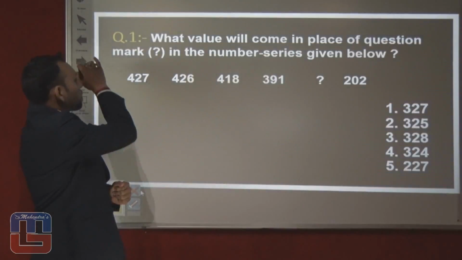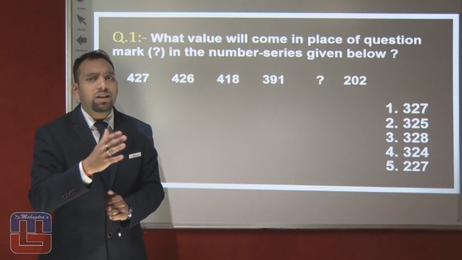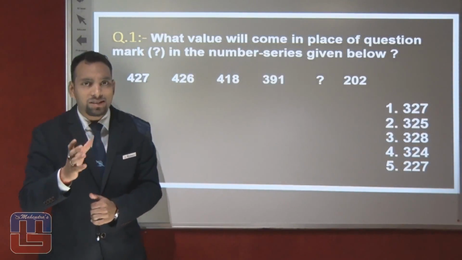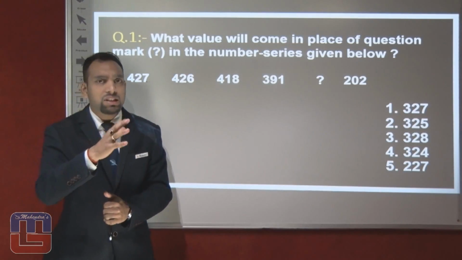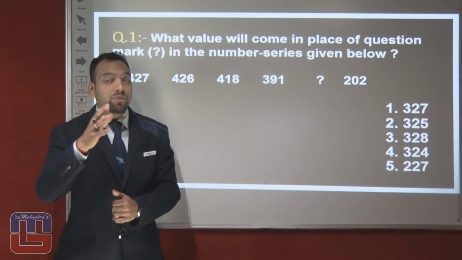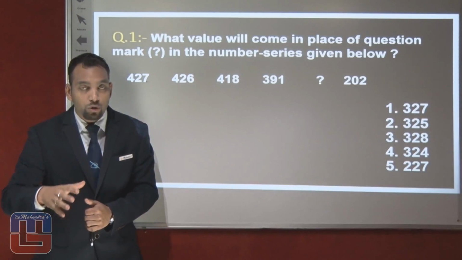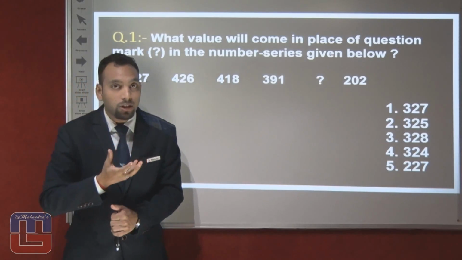Now see, the first question on the screen is from number series. As we already discussed, the structure of the pre-examination is 5 questions from number series, 5 questions from inequality, and then from DI and then from simplification. So today we are going to discuss number series and the logic behind it.